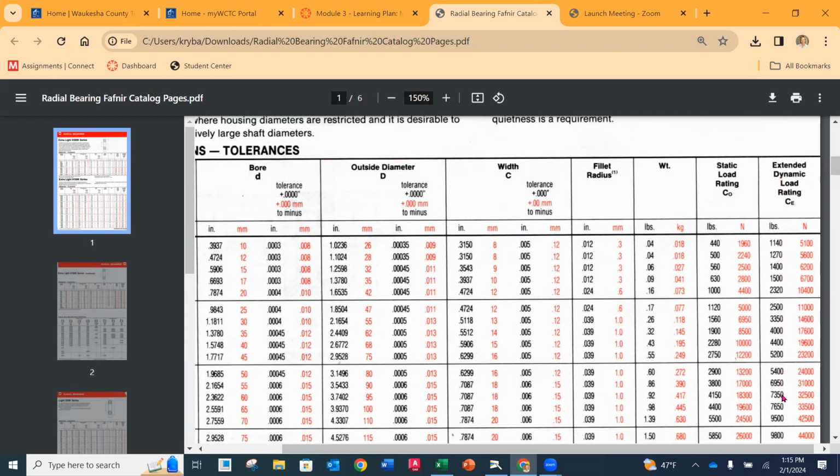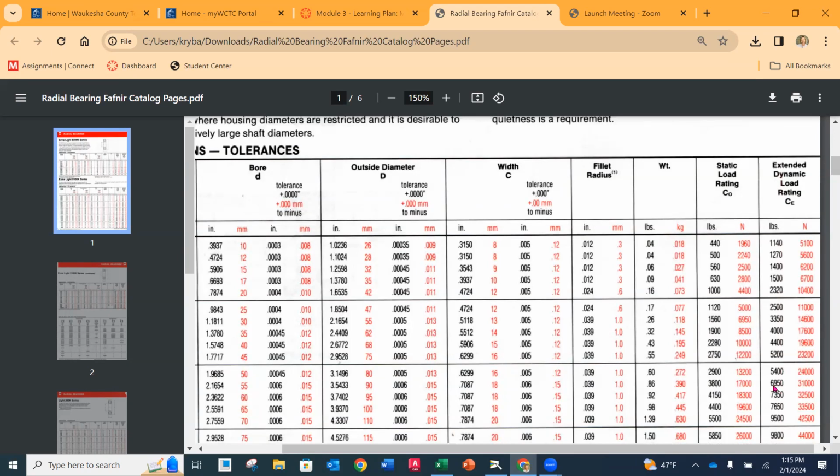So going back over here, our dynamic load rating 6,950 would be something that would work for us. And then if we go to the left, we have to make sure that the static load rating is high enough, and it is. Most often that dynamic load rating is going to be the one that's going to dictate between the loads.